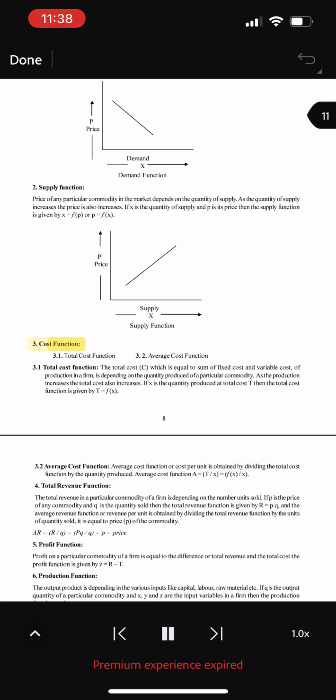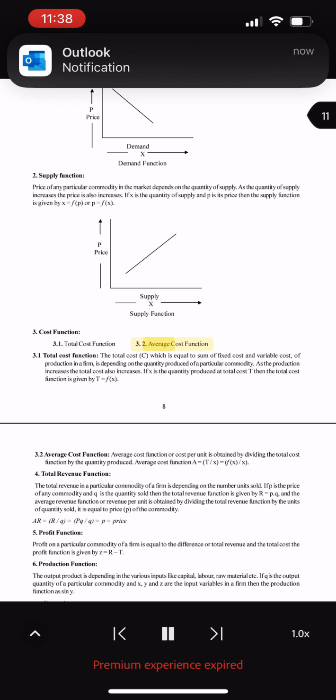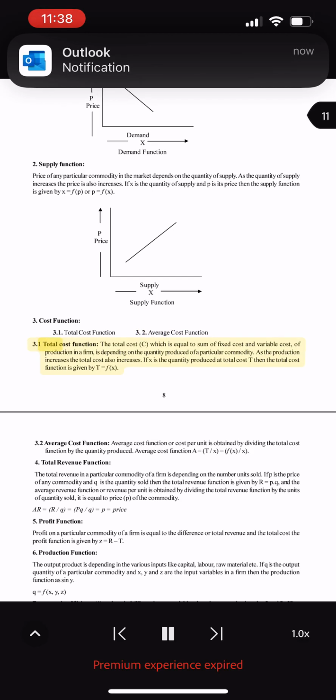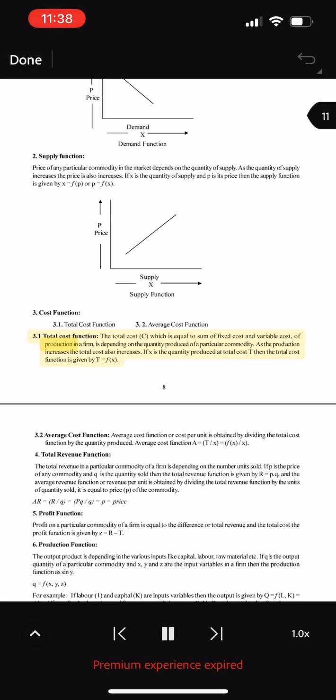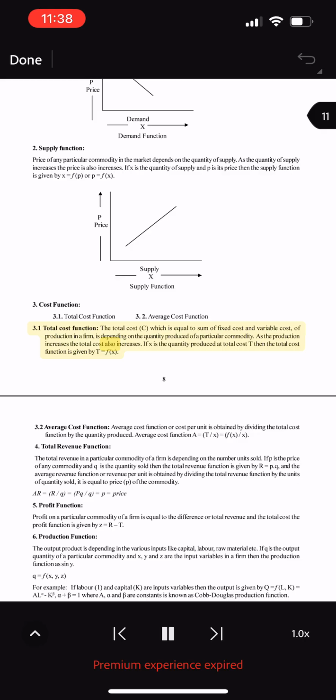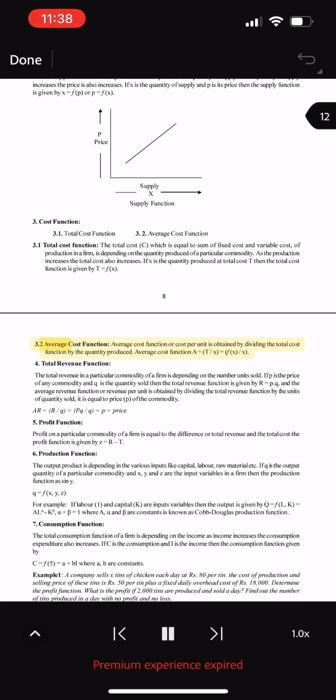3. Cost function. 3.1 Total cost function. 3.2 Average cost function. 3.1 Total cost function. The total cost C, which is equal to the sum of fixed cost and variable cost of production in a firm, depends on the quantity produced of a particular commodity. As production increases, the total cost also increases. If X is the quantity produced at total cost T, then the total cost function is given by T = f(X).